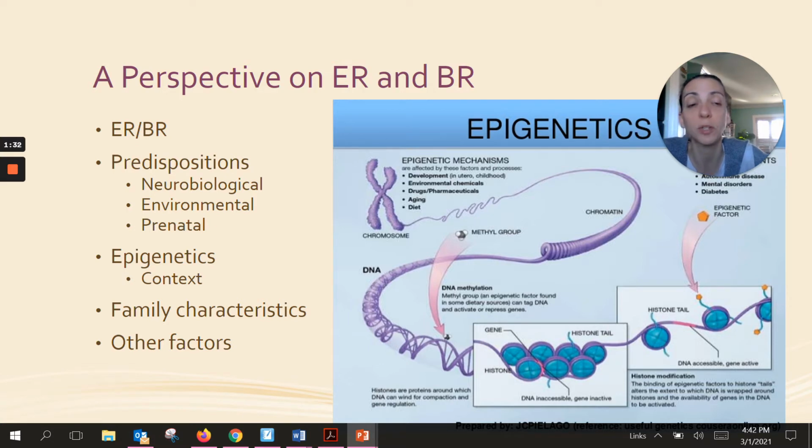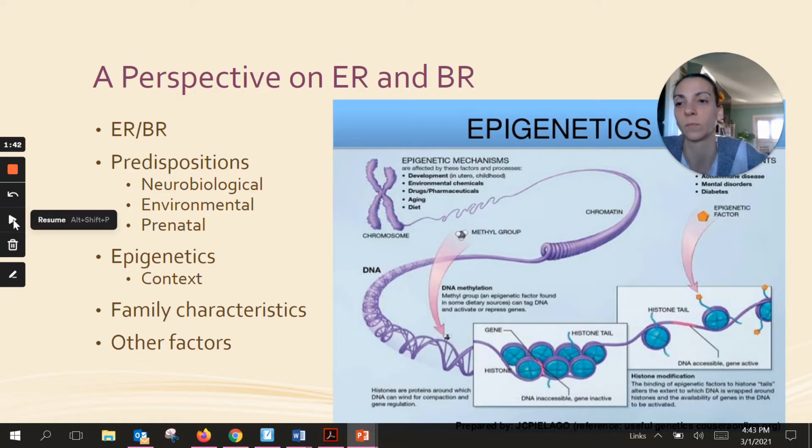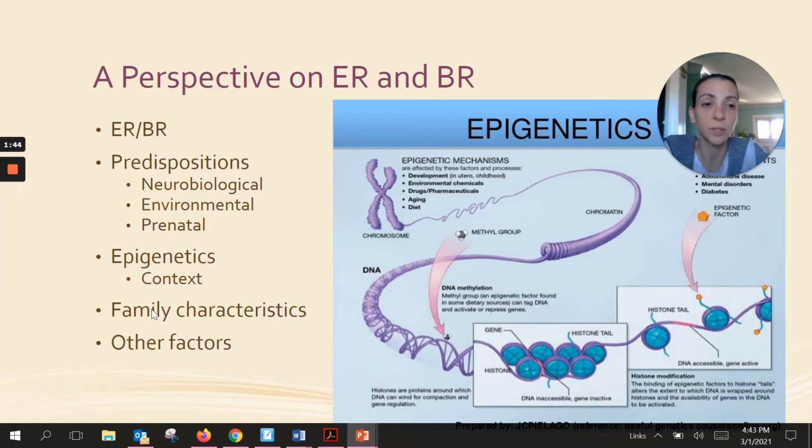Neurobiological predispositions could include temperament, and that could predispose to disruptive behavior. So if you think back to your basic psychology class and the different types of temperament, we have kids who have an easy temperament, we have kids who have a difficult temperament, and we have kids who are slow to warm. So they're talking probably here about either the difficult or the slow to warm kids.